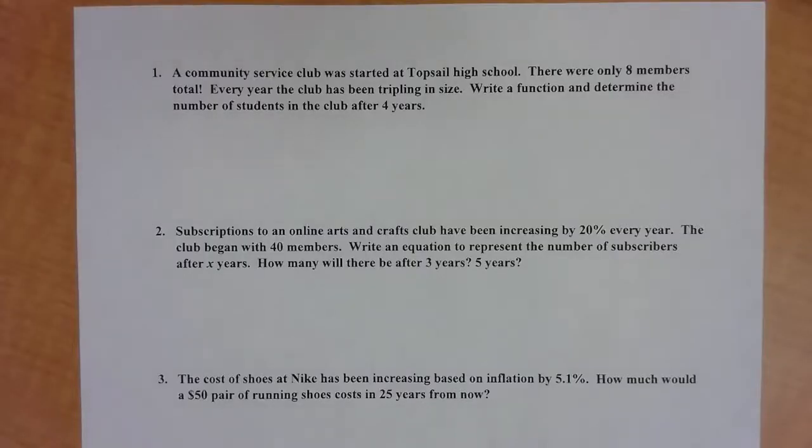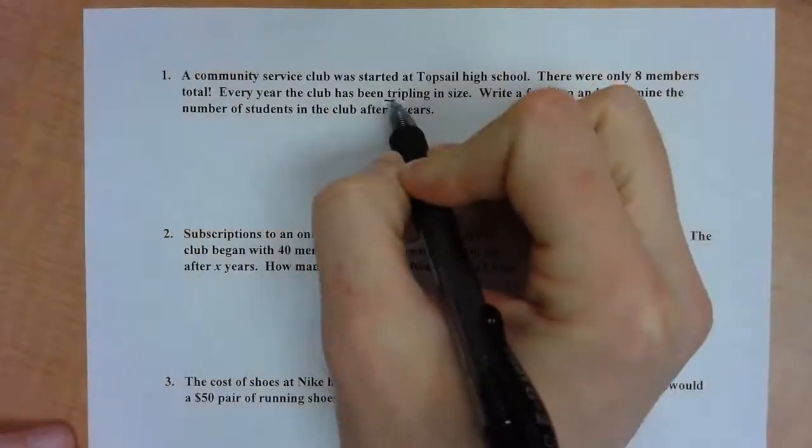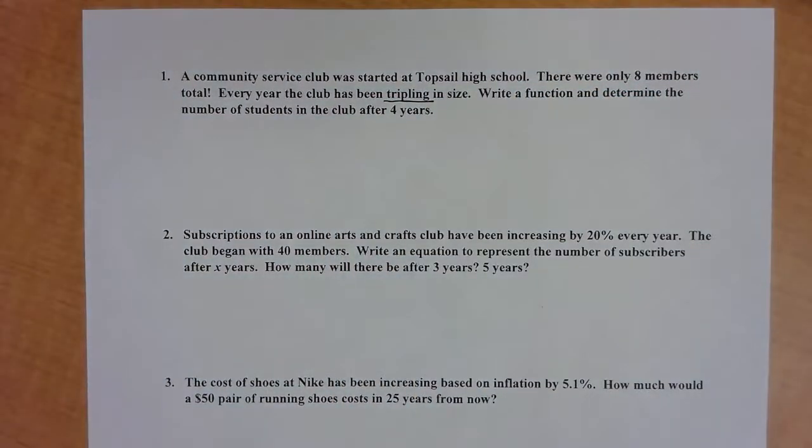In problem 1, you can see that it says a community service club was started at Topsail High School. There were only 8 members total. Every year, the club has been tripling in size. Write a function to determine the number of students in the club after 4 years. So in this example, we want to underline first what's important. So I will underline the word tripling. That will be certainly important.